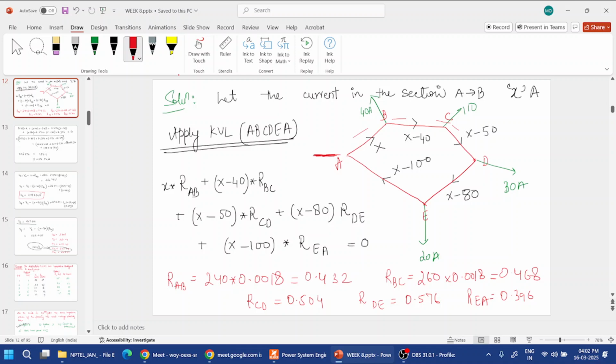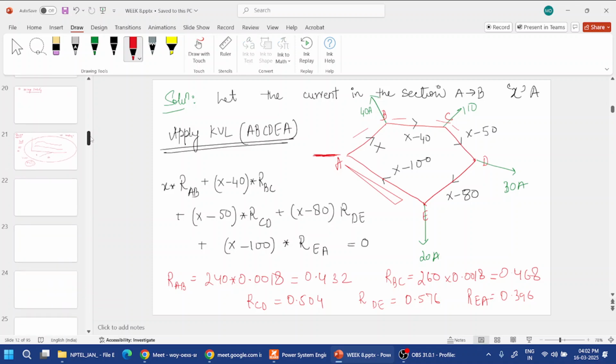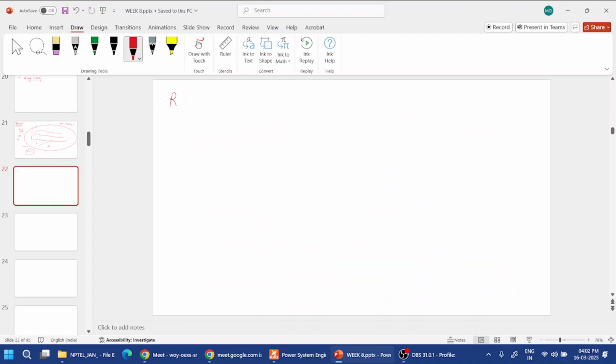Why? Because it is due to the radial nature. Because let's say if A and E are not connected, then the voltage of E will be much lower than the voltage of D also. Okay, so that's why in radial networks, okay, if I have given two networks, a radial network and a lateral network.